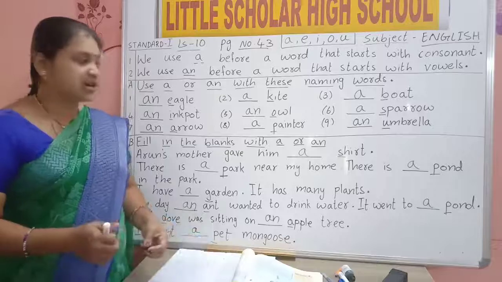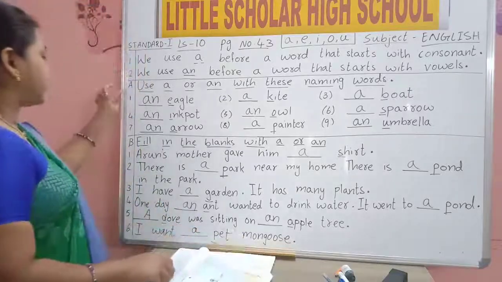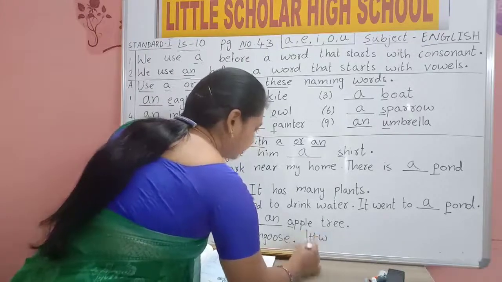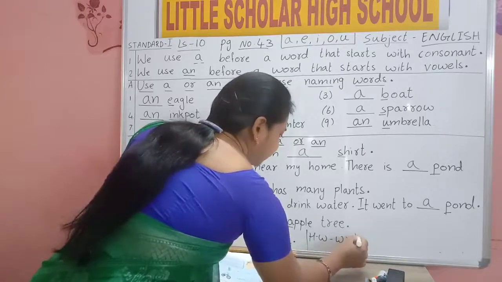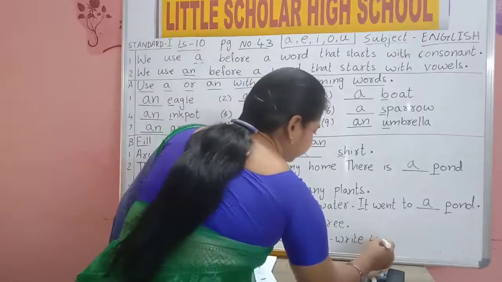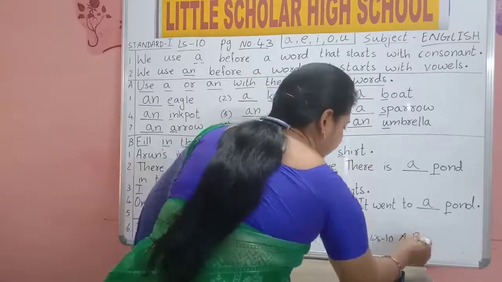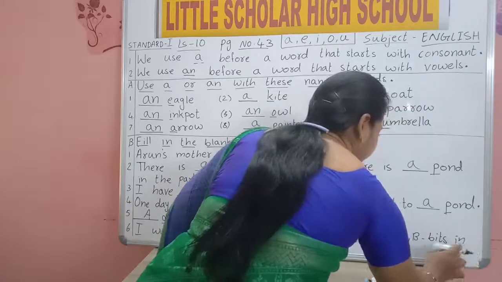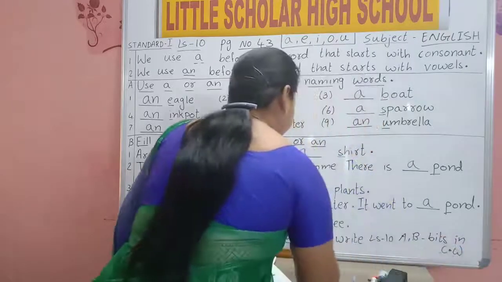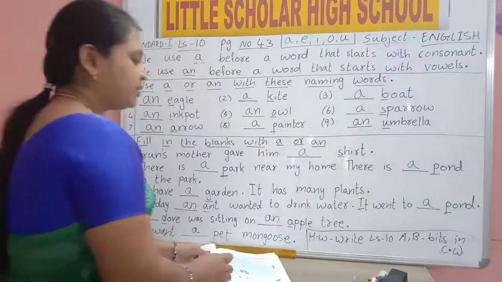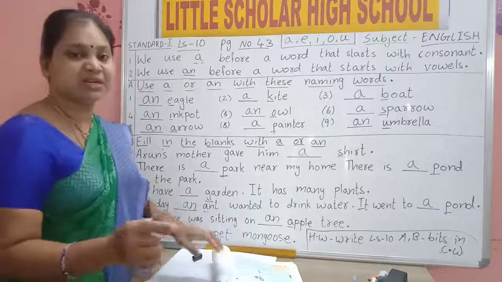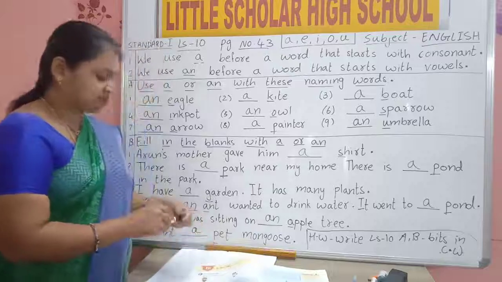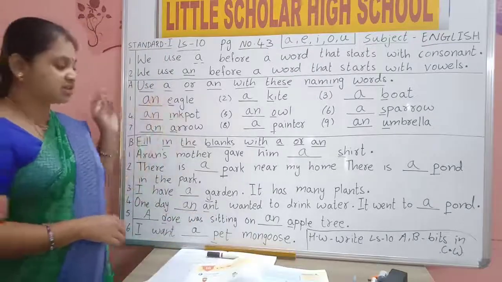Come on, finish it in your textbook. What is your homework? Your homework is A and B; you will write them in your classwork. Homework: write Lesson 10, A, B bits in classwork. Is it clear? These two bits you are going to write in your classwork. Complete A and B now in your textbook. After that you will copy and write it neatly in your classwork. While writing in classwork, you will open your mouth and spell each and every word.